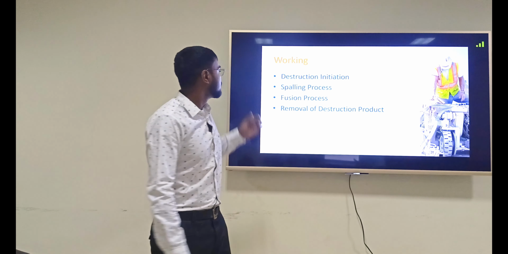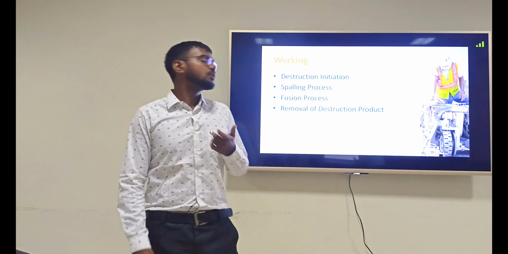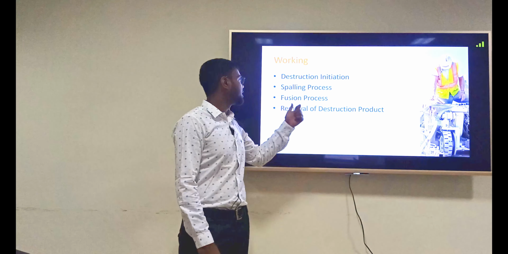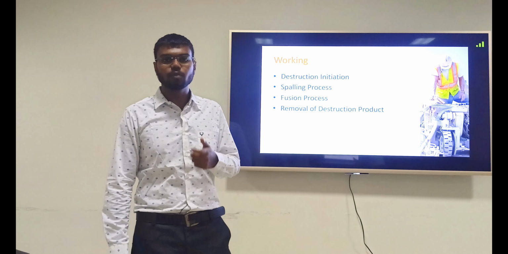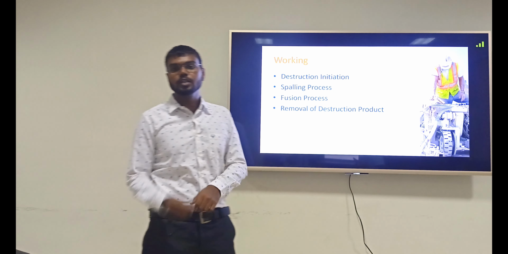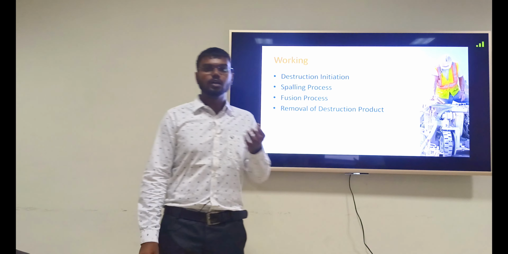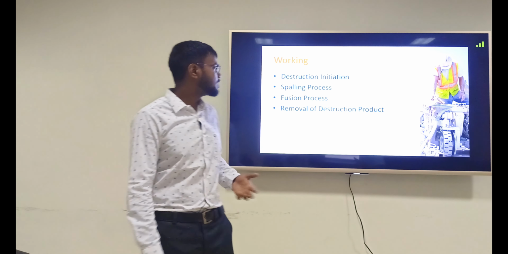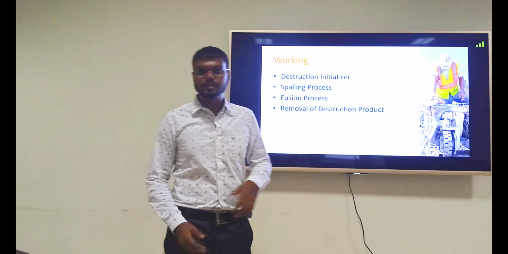Working of jet piercing. The first step is destruction initiation. The destruction initiation is done by breaking the rocks with two processes: the spalling process and the fusion process. The spalling process involves destruction of rocks in pieces of 1 to 20 mm in diameter. During the fusion process, the small particles of rock that have been destroyed during the spalling process are given high temperature and converted into a melt. After all this, removal of the destruction product is done.